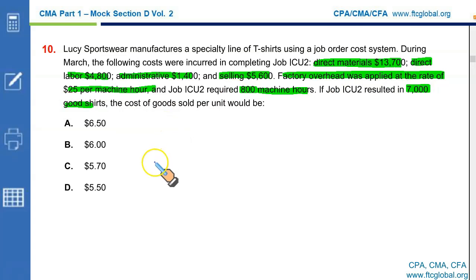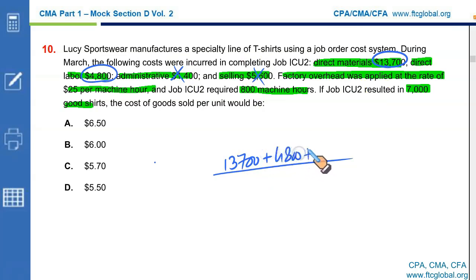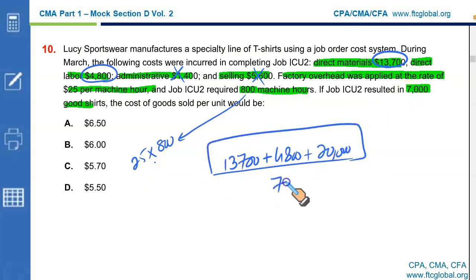Now this is important. This is a job order costing question. Remember, cost of goods sold only includes direct material, direct labor, and the applied manufacturing overhead. It does not require inclusion of administrative cost or selling cost. So your direct material is 13,700, your direct labor is 4,800. You need to apply the manufacturing overhead at the rate of $25 per machine hour. How many machine hours were required by this job? 800. So multiplying 25 with 800 should give you 20,000. This is the total cost incurred on these 7,000 units. So dividing the total cost by these 7,000 units should give you $5.5. This is the per unit cost of goods sold. That makes D the correct option.